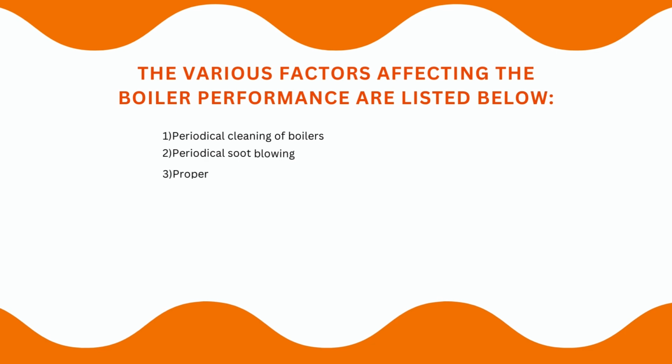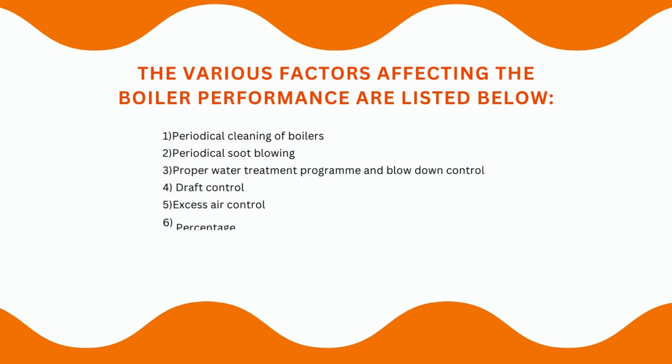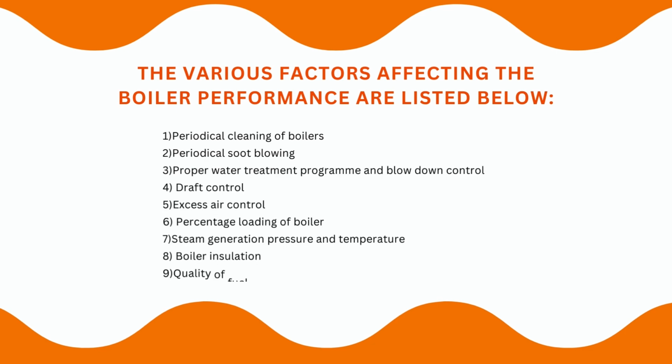Now, the factors affecting boiler performances. The various factors affecting the boiler performance are listed below. Periodical cleaning of boilers, periodical soot blowing, proper water treatment program and blow down control, draft control, excess air control, percentage loading of boiler, steam generation pressure and temperature, boiler insulation, quality of fuel. All these factors individually or combined contribute to the performance of the boiler and reflected either in boiler efficiency or evaporation ratio.